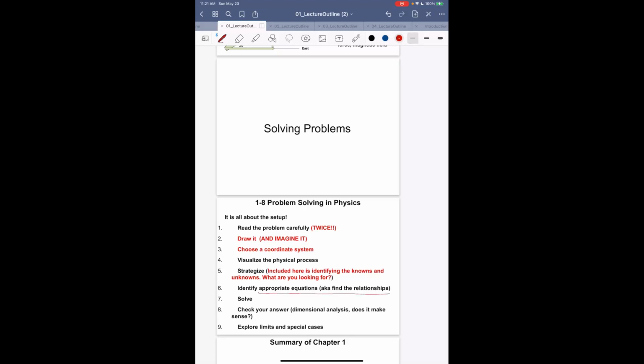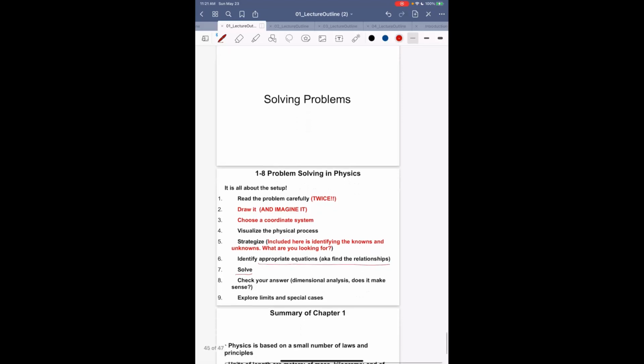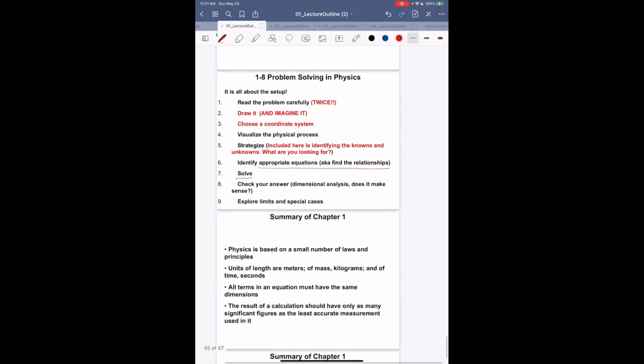You are going to plug in your numbers and solve, and then most of the time you're going to check your answer using dimensional analysis for units: is it making sense? And sometimes you need to comment on your answers.